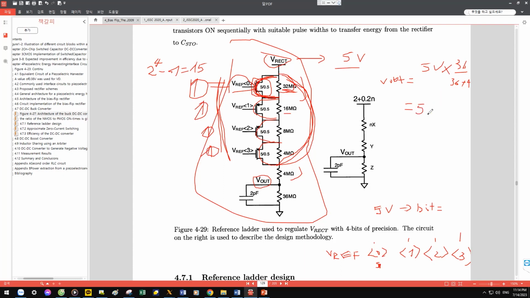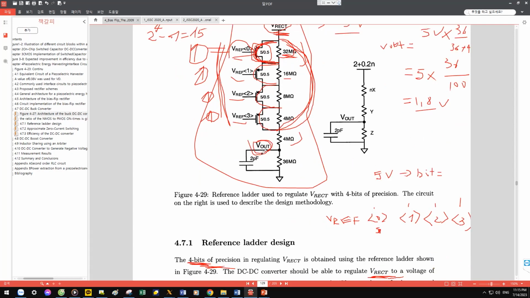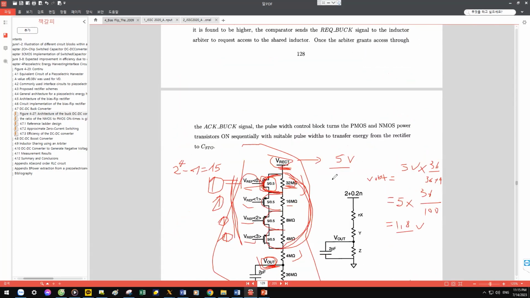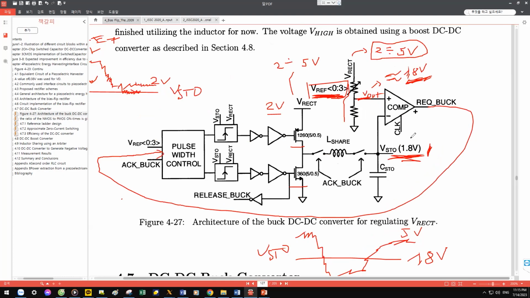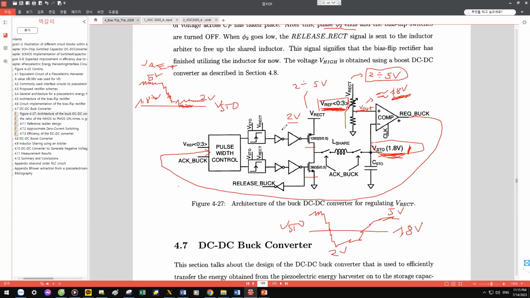So it should be 5/16. In here, total is 100. Yes, yes. Right. 100. So this will be 1.8. Do you understand what I mean? Yes. So we change the bit to change VREF, but Vout is always 1.8. Okay? Okay. This 1.8, because we compare with 1.8. Okay? Okay.